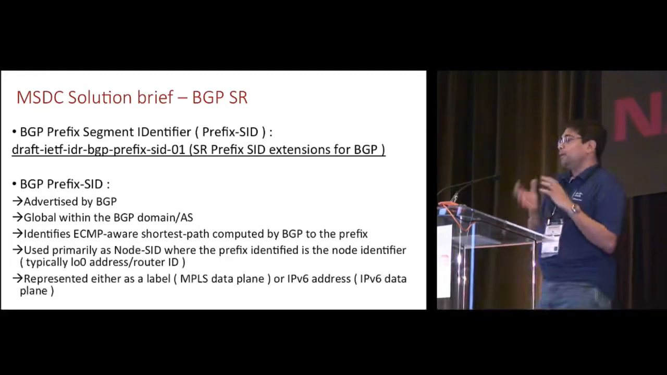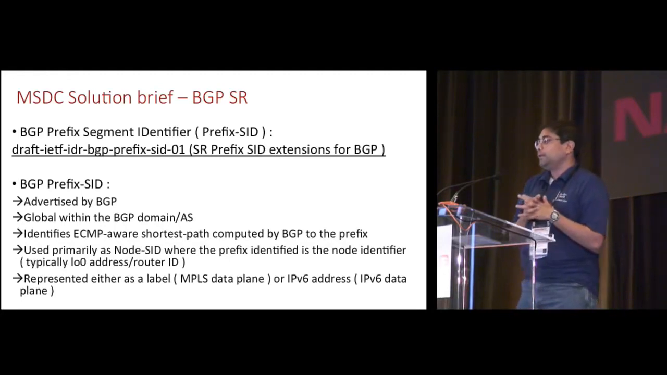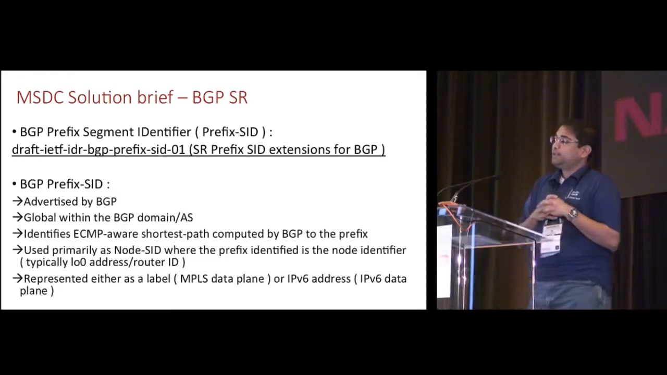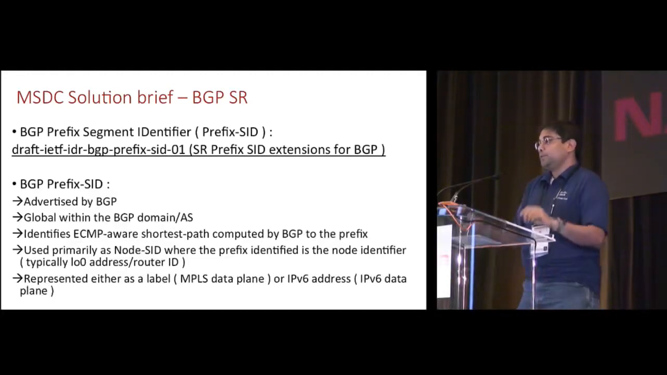And we will be primarily using the first variant, the node seed or prefix seed, which is identifying a router or a node uniquely in the data center. And it can be, of course, represented either as a label, which is an MPLS data plane, or an IPv6 address, as we said already.